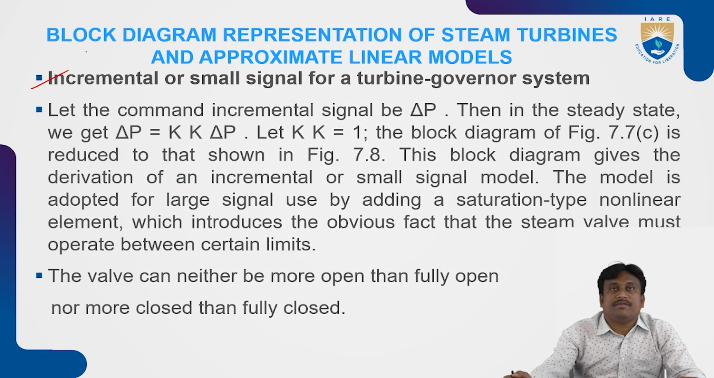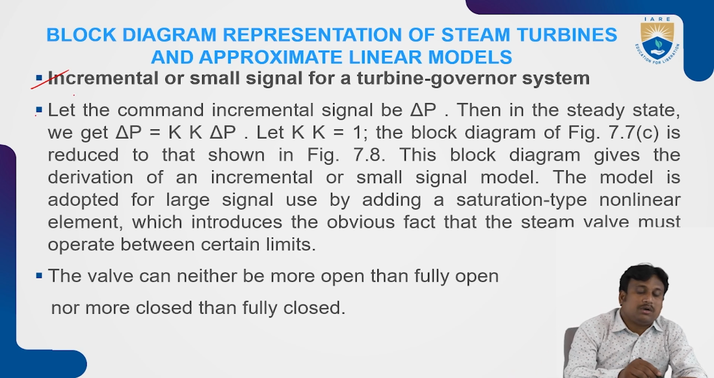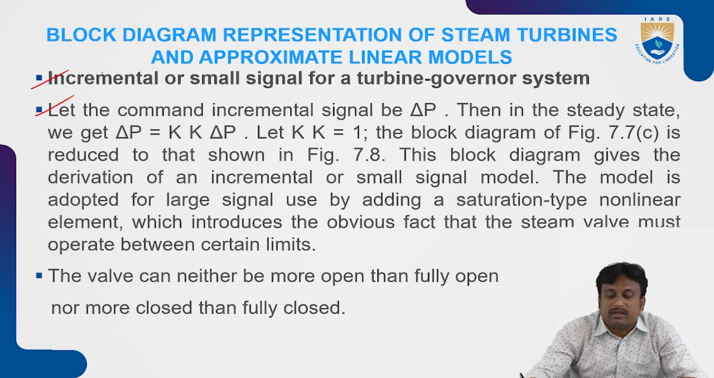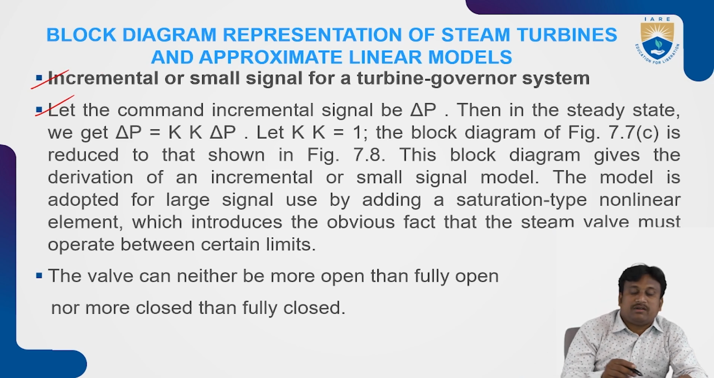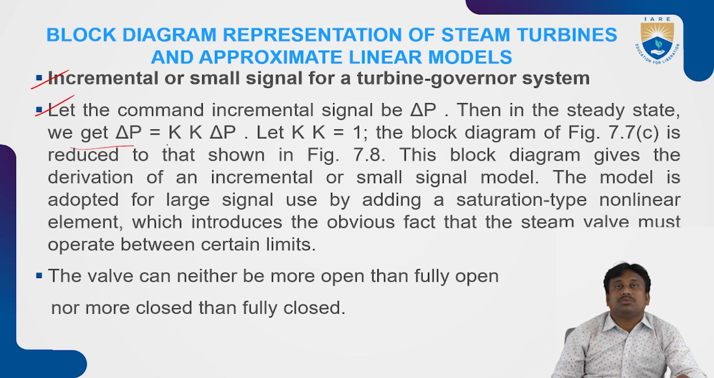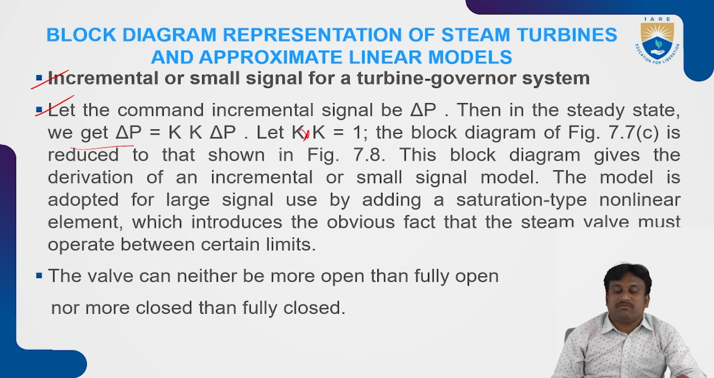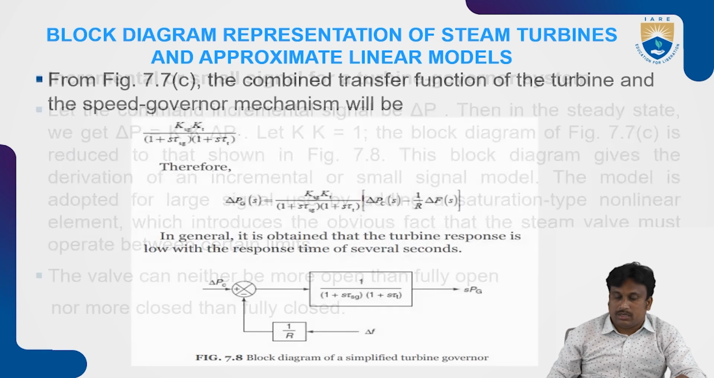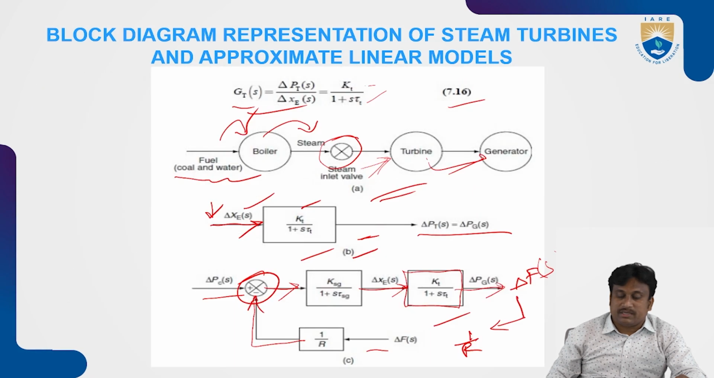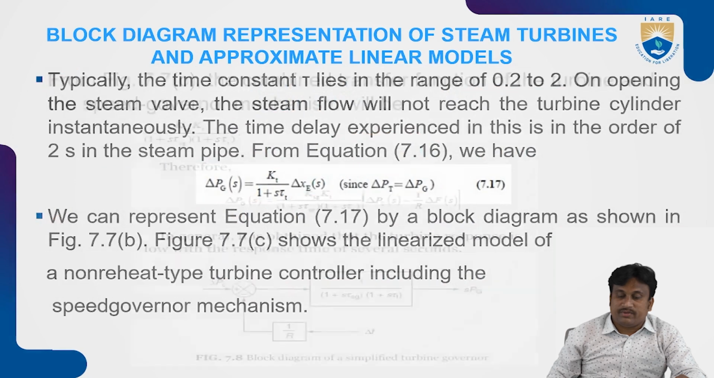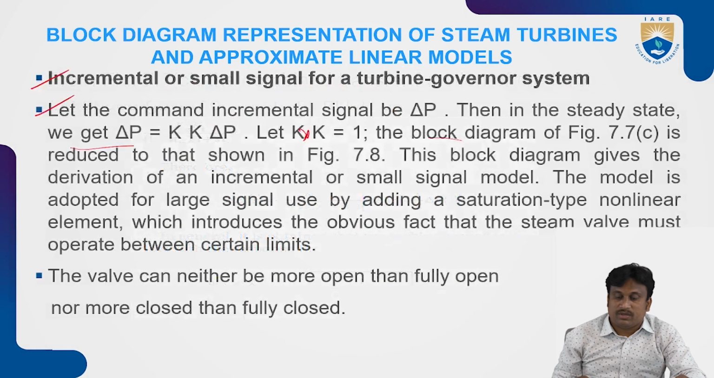Here we considered one more parameter, called incremental or small signal, for a turbine governor system. So if the command of the incremental signal is delta P, then in the steady state we will get delta P equals K into delta P, where the K product is considered as 1, and the block diagram of figure 3 shown here will represent the case with respect to the conditions we assumed.